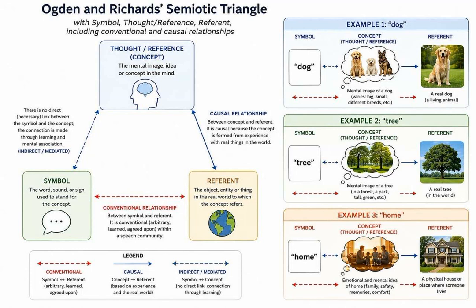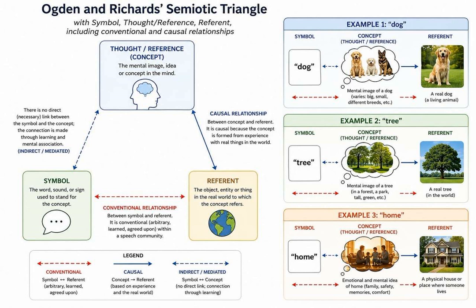Okay, so as Jose said before, I am going to talk about the semiotic triangle, also known as the Ogden and Richards triangle. This is a model that explains how meaning works in language. It's important because it helps us understand that words don't directly carry meaning by themselves. Instead, meaning happens in the mind.